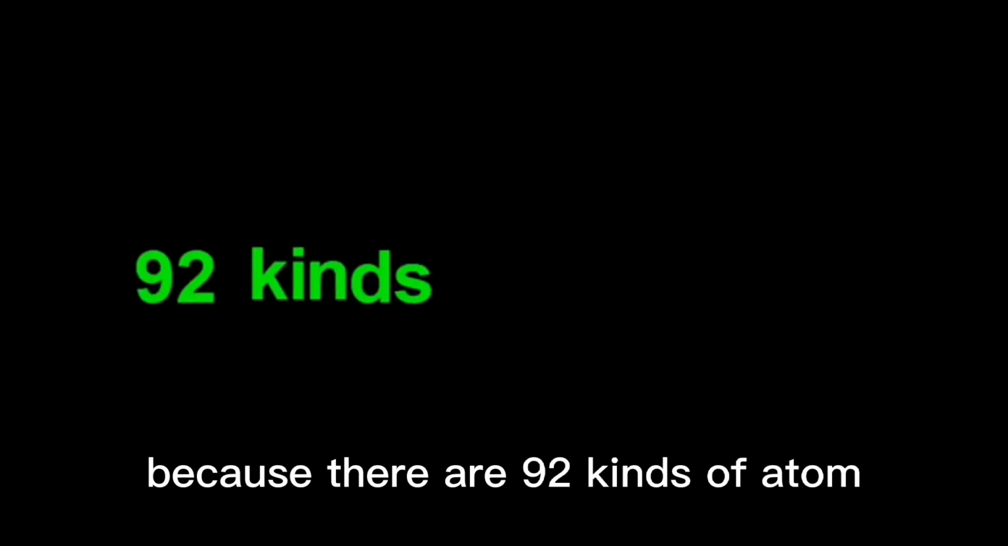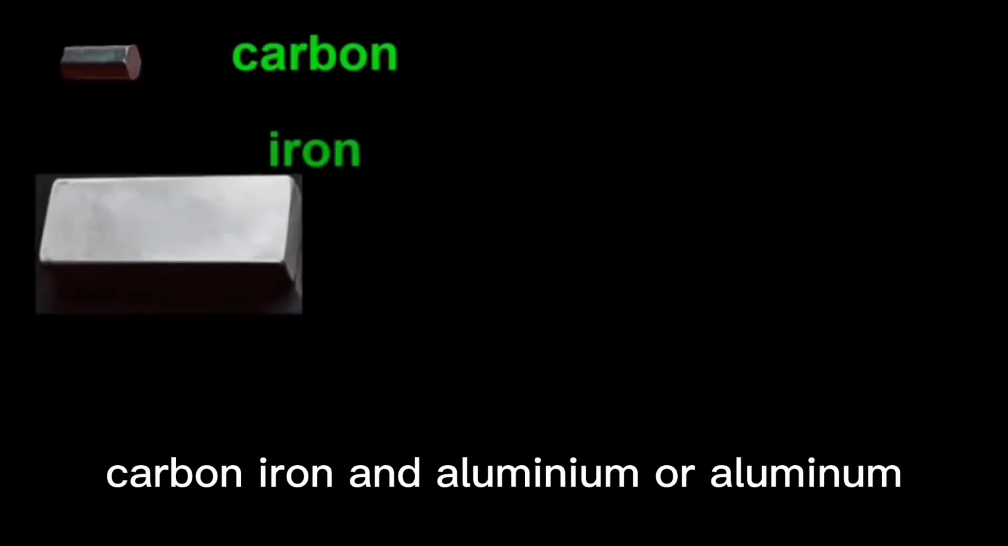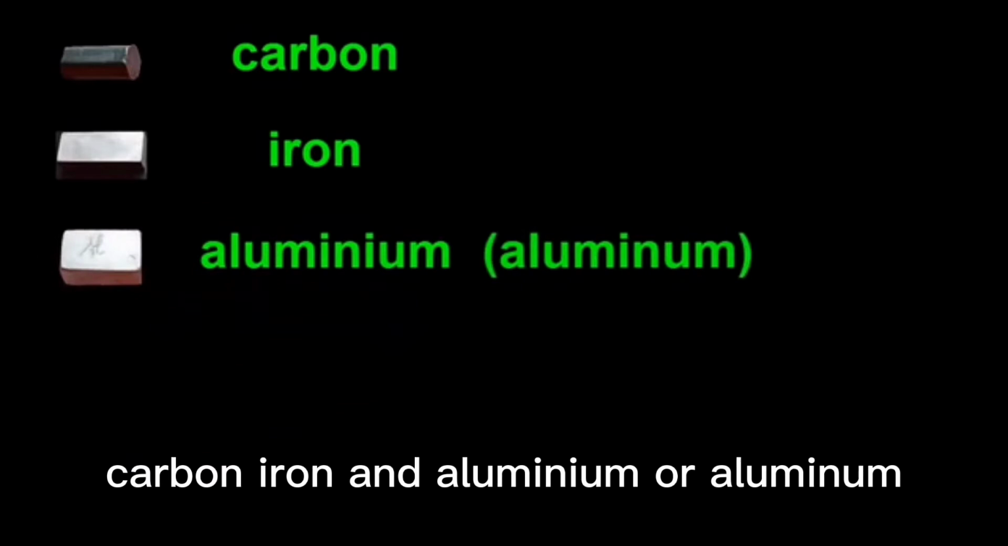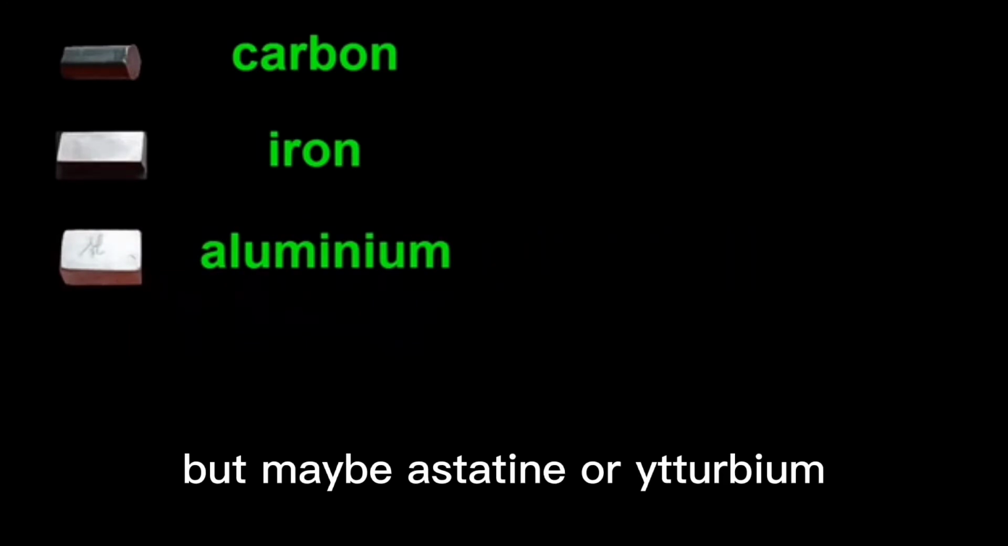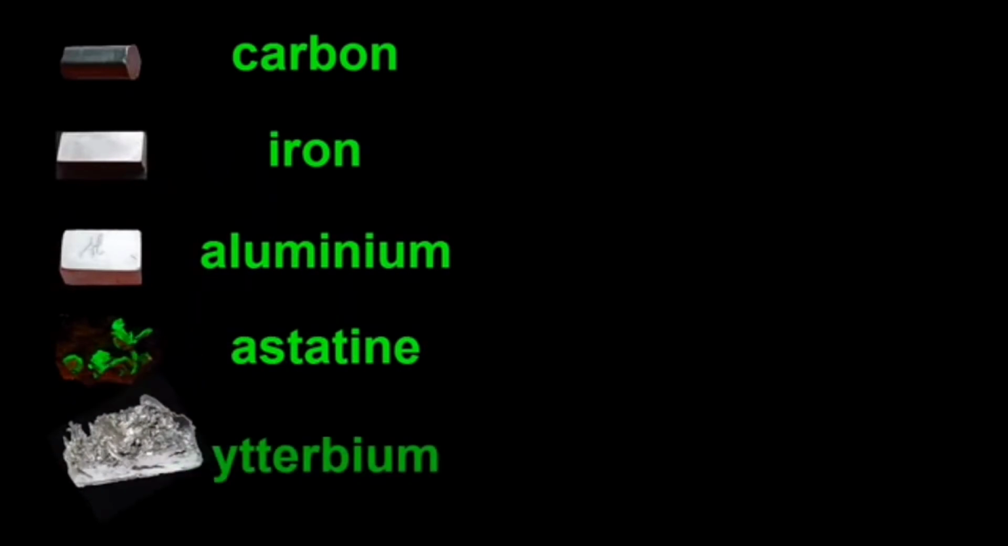Zooming back out, we see that the gold atoms become a lump of gold again. When we zoom out from silver atoms, we see a lump of silver instead. Because there are 92 kinds of atoms, there must be 92 elements, one for each kind. You have probably already heard of them, like carbon, iron, and aluminum, but maybe not astatine or ytterbium.